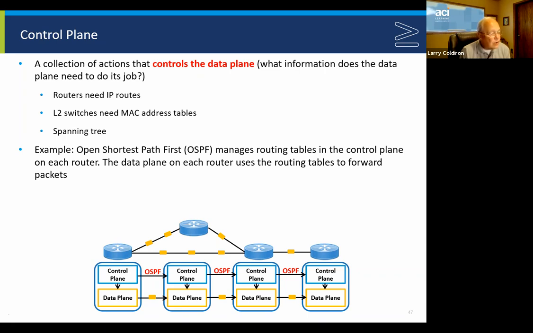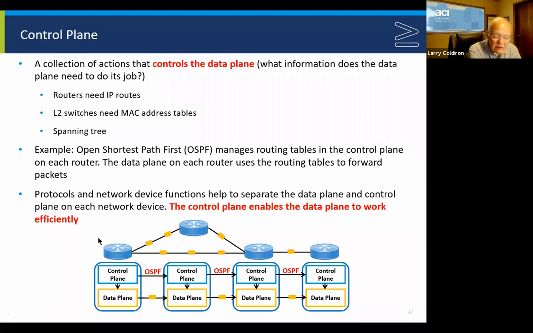The type of control plane in which the control plane actions are distributed among the networking devices is going to be called the distributed control plane. And that's where we're trying not to go. In the distributed control plane, each of the devices has its own control plane, has to do its own sharing calculations, OSPF to determine the shortest path first tree, and then determine the best path.